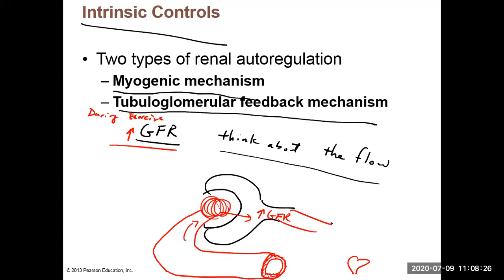Without any kind of regulation, obviously you will lose a lot of water. Pretty soon, what happens? Your water volume is going to be lower in your body. You're going to get dehydrated. Blood pressure is going to be low, and again, all those problems. So what we need to do is reduce the GFR so they don't travel so fast. That is our intention.